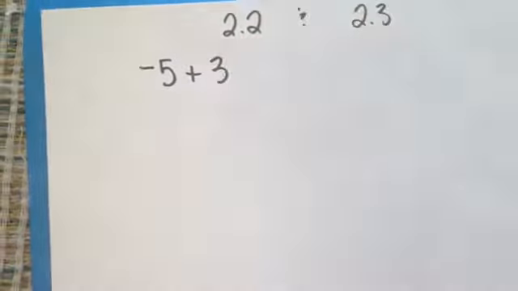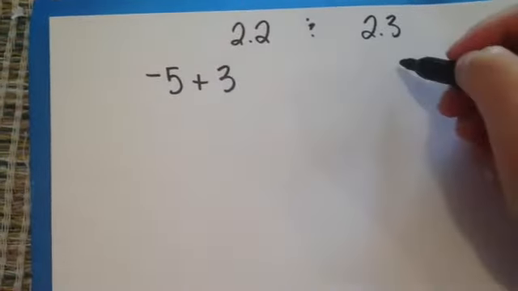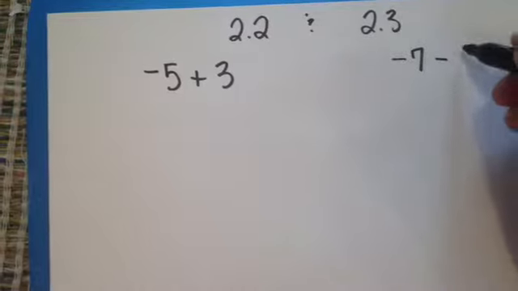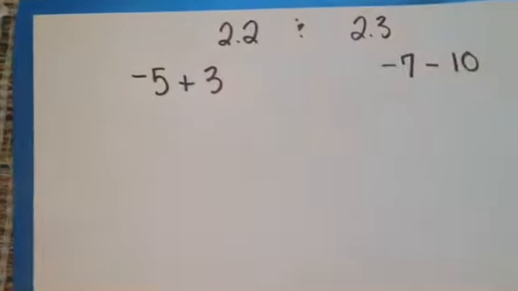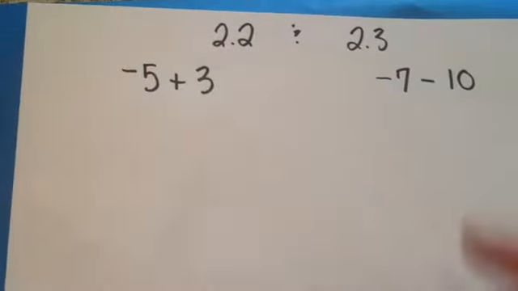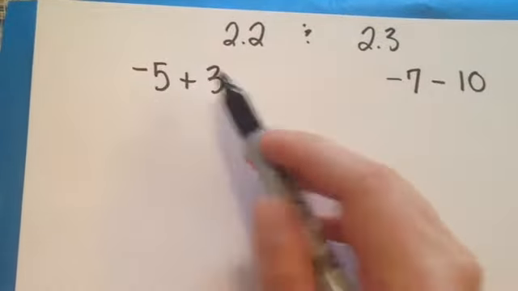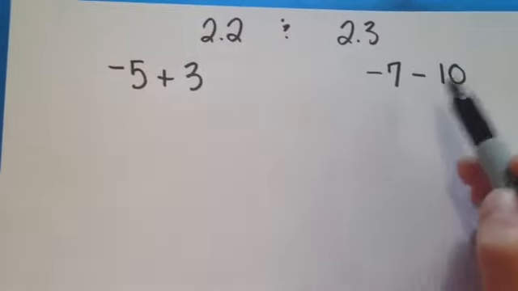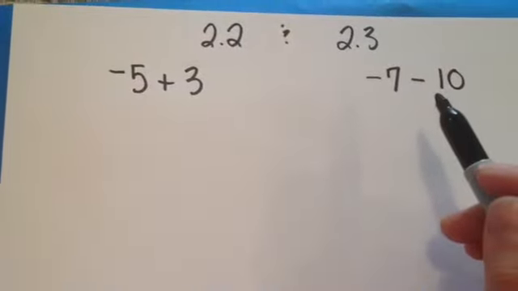Let's say I have negative 5 plus 3. We'll just start real easy. And then let's also say I have negative 7 minus 10. Here's how I would like you to combine integers. Now you might be thinking, oh, this is telling me to add, so I need to add them together. This is telling me to subtract, I need to subtract them. That's not necessarily the case.